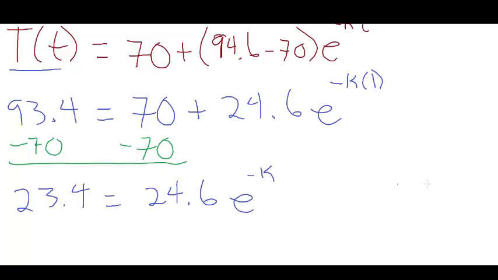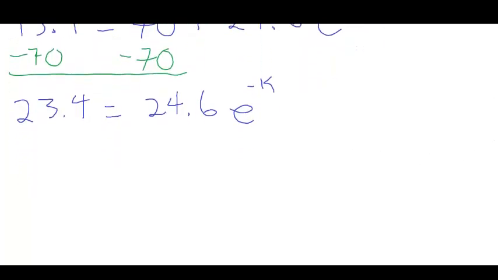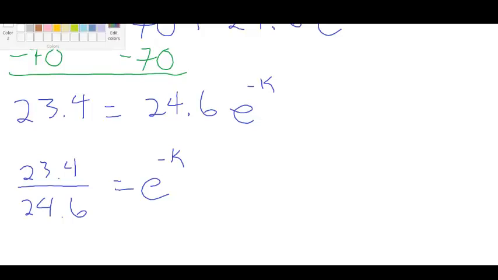Divide both sides by the 24.6 to simplify that equation even more. And that would give me 23.4 divided by 24.6 equals e to the negative k. And then what you do from there is you have to take ln of both sides. When you take ln, you have to do that to both sides. The reason we're doing that is that it's going to simplify our equation. This is how we solve exponential equations.